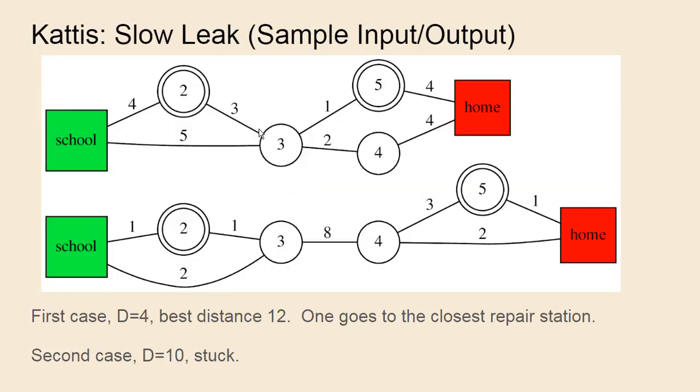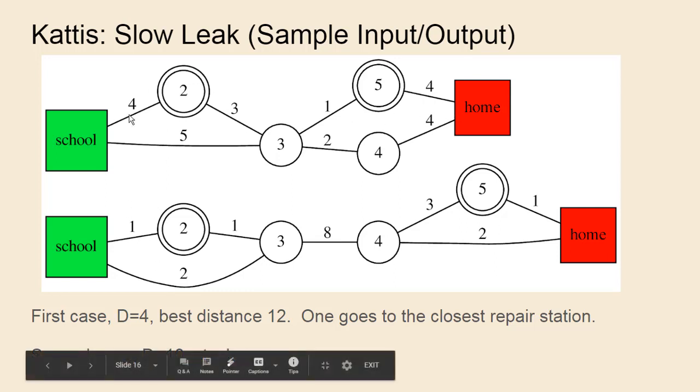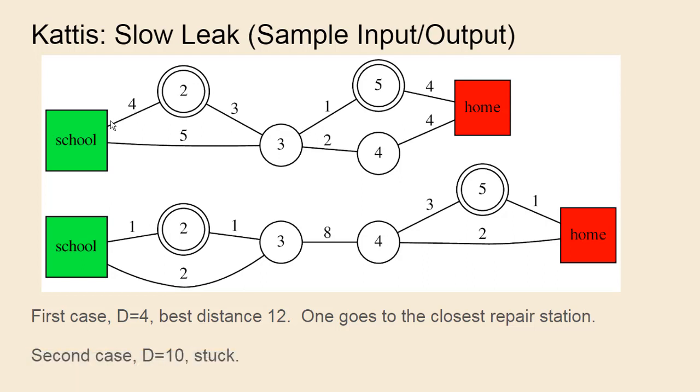Let's look at two samples. This figure shows two sample instances. In the first one, the school is here, home is here, and D is 4. Then the best distance is 12. Because it's 4, you can ride to here, this location 2, and then you can refill, and then you can ride to here, that's another distance of 4, and then you can refill, and then you can ride here again, and then you are at home.